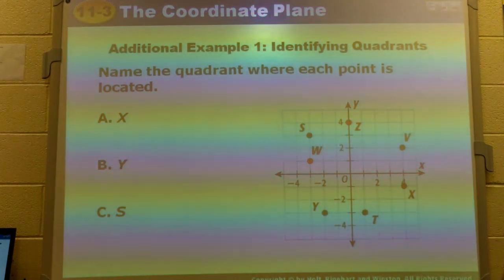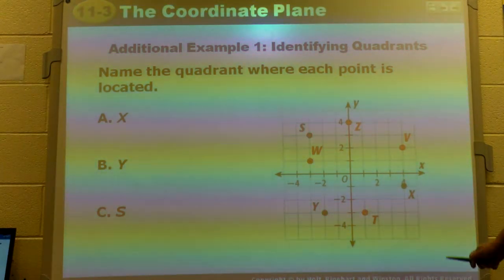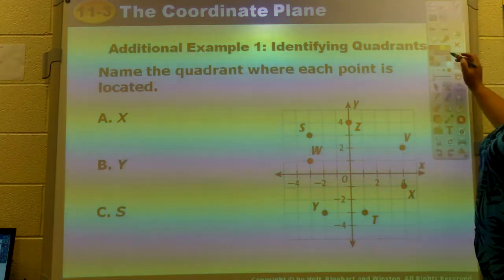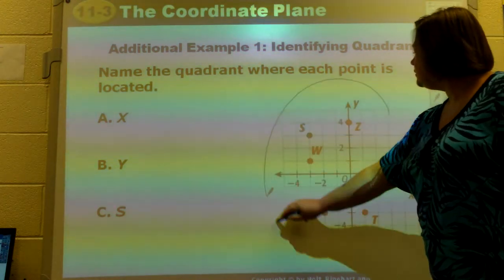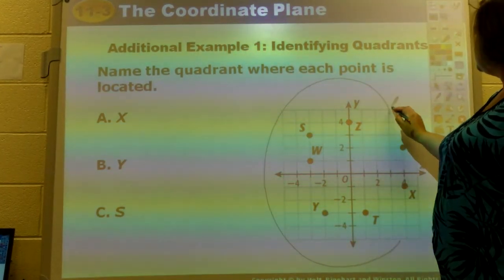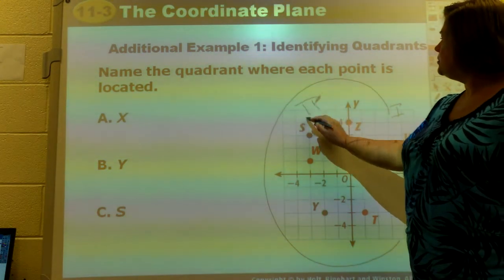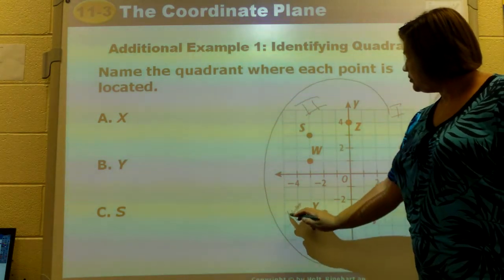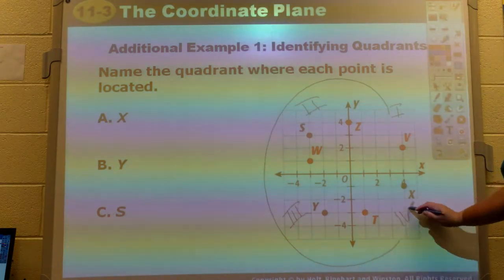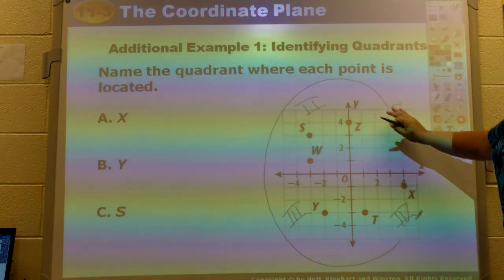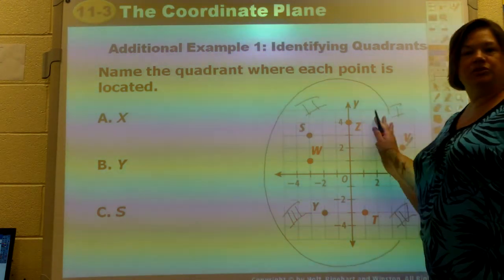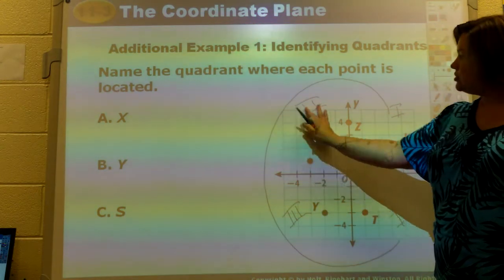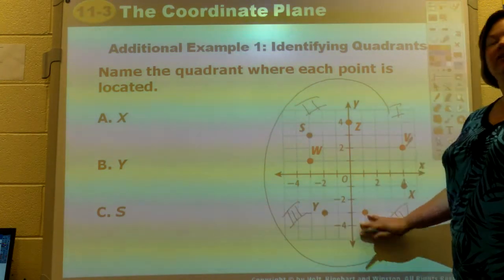So, name the quadrant where each point is located. Remember, we have our C, and we label them. This is 1, 2, 3, and 4. Anything that's inside this quadrant is going to be in quadrant 1. Quadrant 2 is over here, 3 and 4.